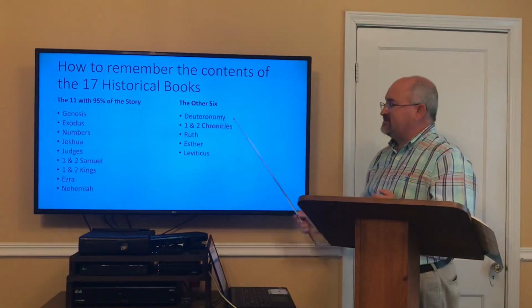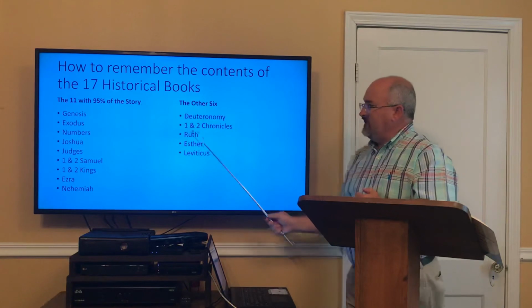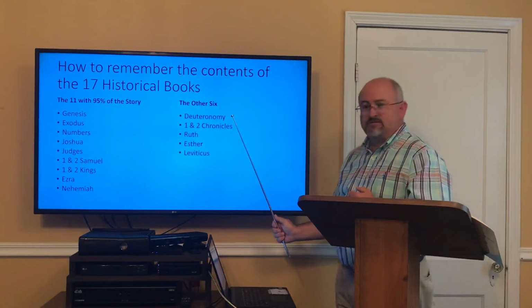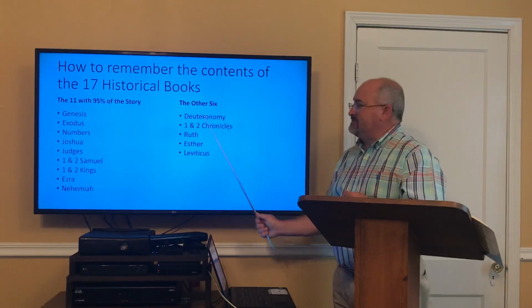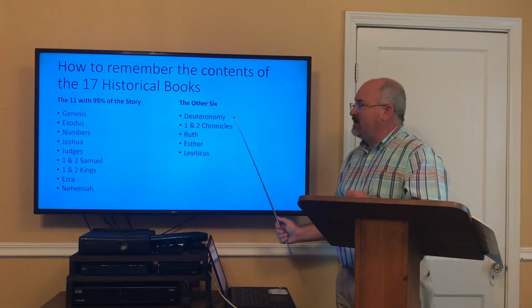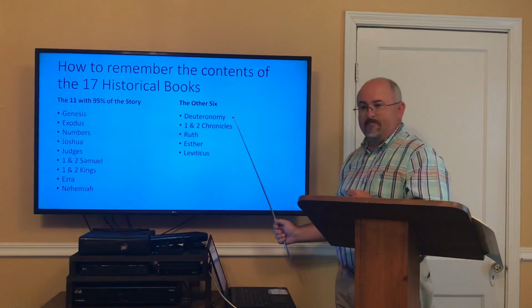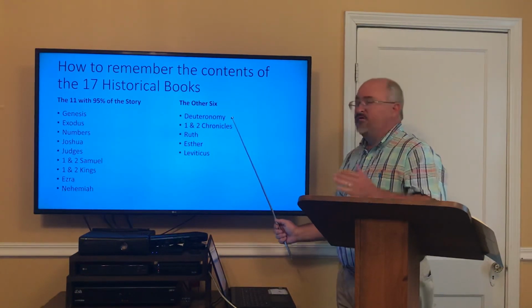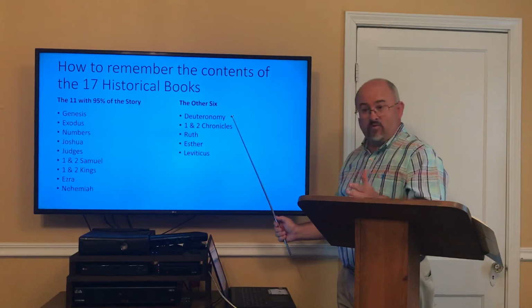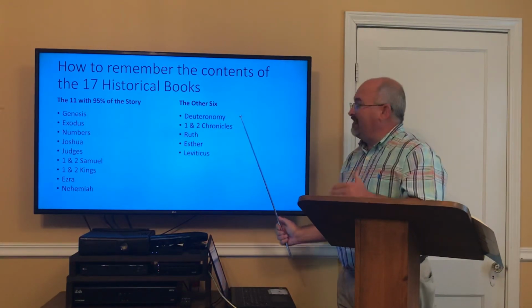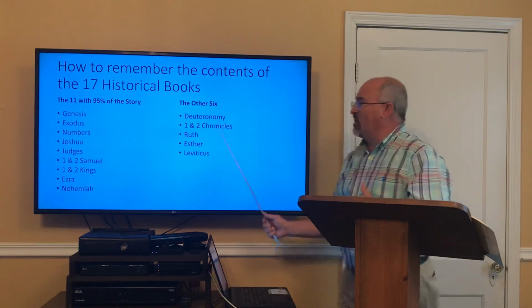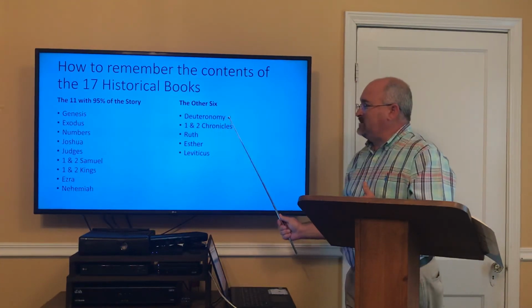Now, the other 6 books, these 3 are summary books. What does Deuteronomy summarize? The law. Why did Moses have to reteach the law? Because the older generation had all passed away. The older generation died in the 40 years of wilderness wandering, and the new generation had to be taught the law before they went into the promised land. Perfect. So Deuteronomy is a reteaching of the law.